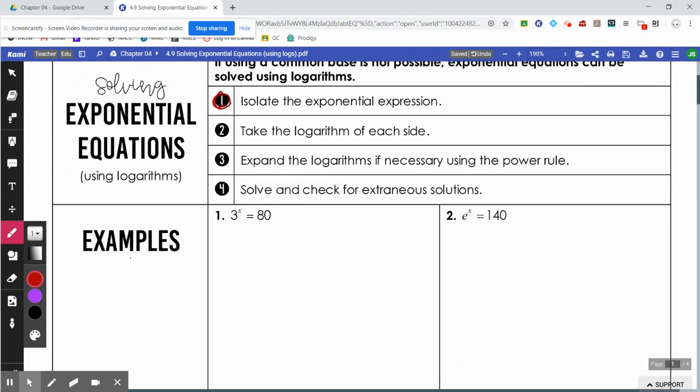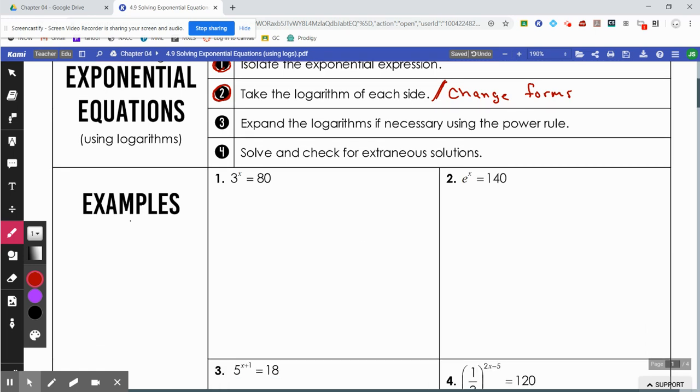Step number one, we're going to isolate our exponential expression. So move anything that's not a number to a power to the other side. Now, step number two, I do a little bit different. You can take the logarithm of both sides, and I'll show you both methods. But what I do is I just change forms. I change from an exponential form to a logarithmic form. So either method is fine. Step number three, you're going to expand your logarithm if necessary using the power rule. And then step number four, we're going to solve and check for extraneous solutions.